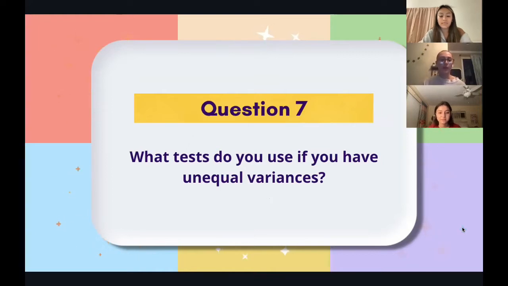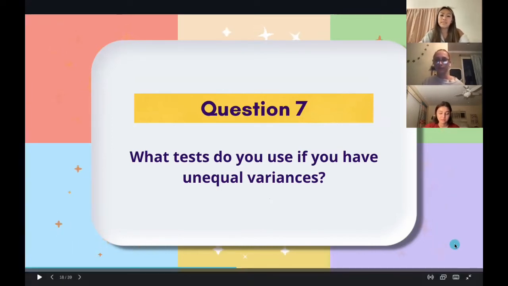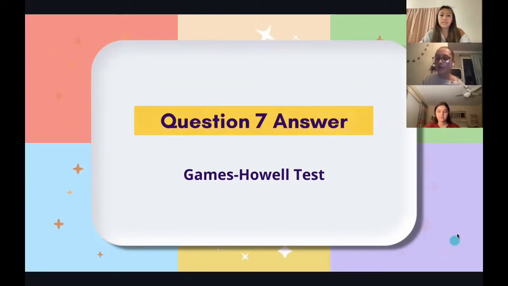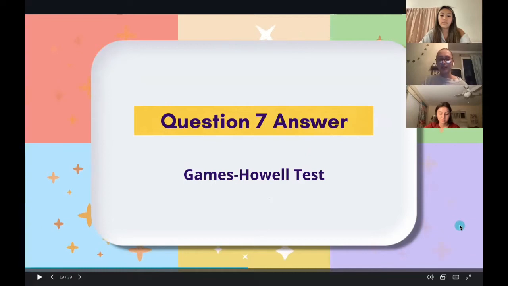Question seven. What test do you use if you have unequal variances? I think that one's called the Games-Howell test. That is correct. Games-Howell test is the test you would use if you have unequal variances.